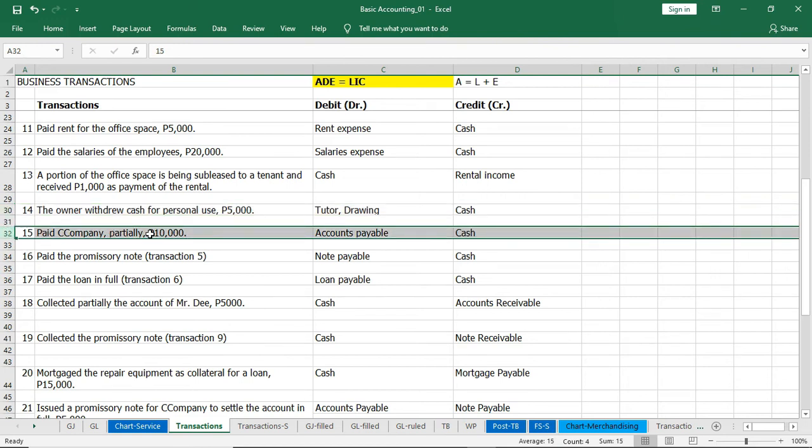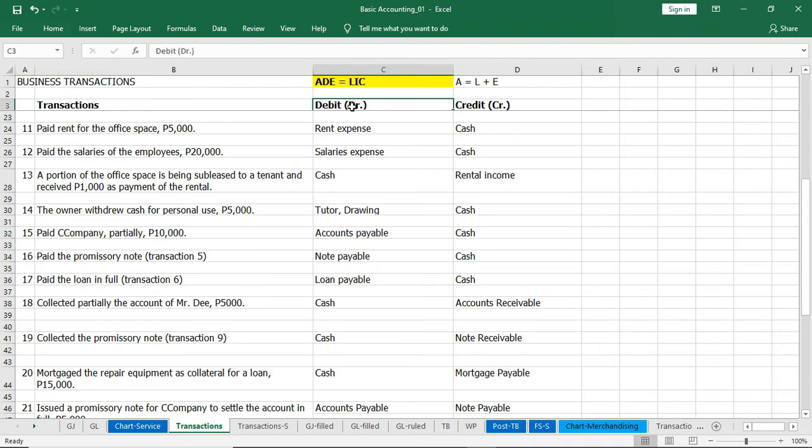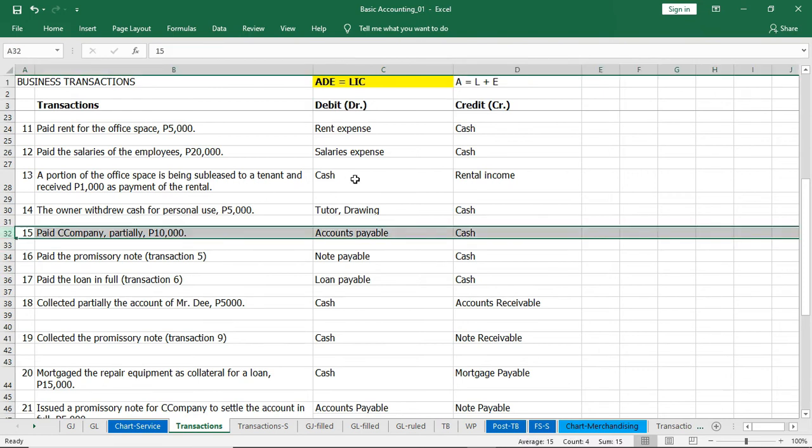Number 15, paid C company partially. So, di ba earlier, meron silang binili from C company. Tapos, utang muna. Ngayon, babayaran din nila, pero partial lang, 10,000 lang. Okay? Since nagbayad sila, so, kabawasan sa utang, kabawasan din sa cash. Okay? So, kabawasan sa utang, di ba normal side ng liability ay credit. Pero since kabawasan, debit natin to accounts payable. And then, yung cash, normal side niya is debit. Pero since, again, kabawasan kasi pinambayad natin, credit to cash. Okay?